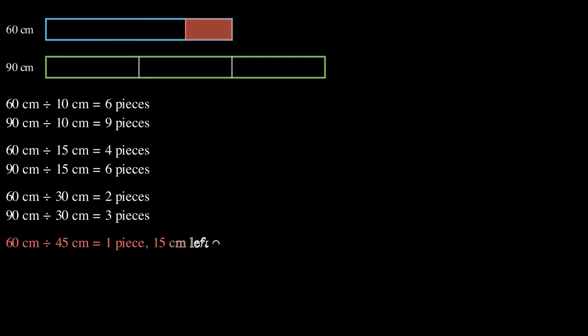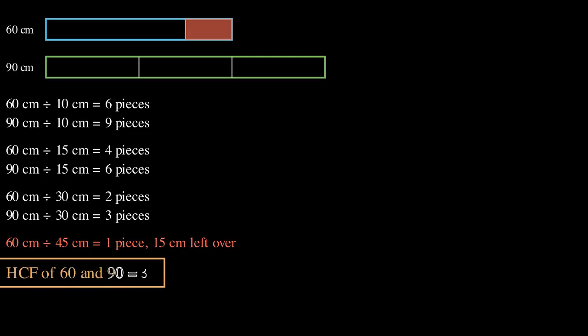Try anything bigger than 30, like 45, and it stops fitting evenly into 60 at all, so we can't push further. So 30 centimeters is the biggest piece size that slices both planks evenly with nothing wasted. That biggest shared piece size is exactly what we call the highest common factor of 60 and 90.